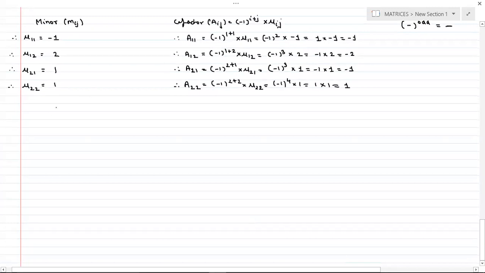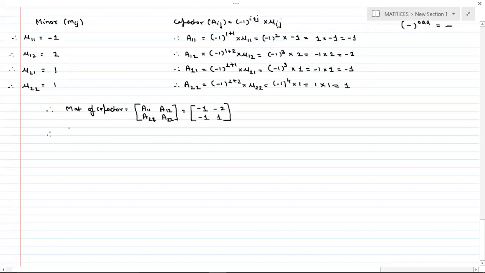As we know, after finding minor and cofactor, we write the cofactor in a matrix form. So here the matrix of cofactor is equal to A11, A12, A21, A22. Okay, so A11 is -1, A12 is -2, then -1 and 1.